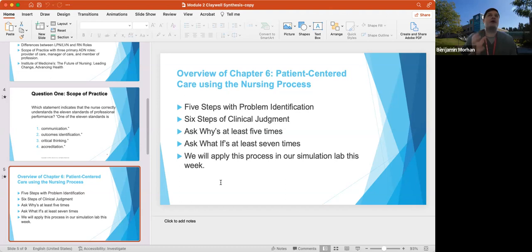The nurse's problem-solving method combines the art and science of nursing. Problem identification has replaced nursing diagnoses, so we don't use nursing diagnoses. Remember the 6 steps of clinical judgment.